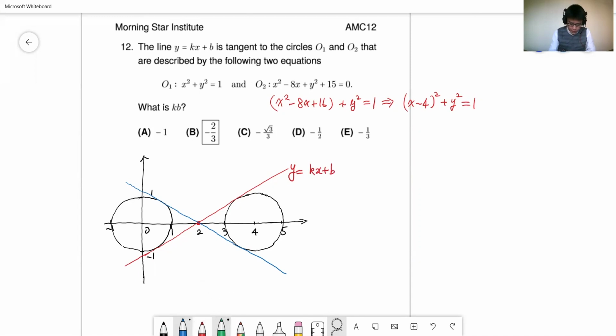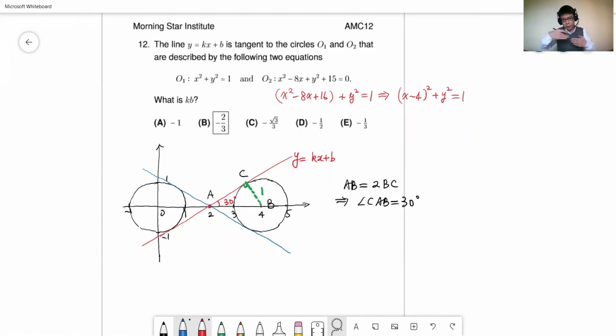And I will connect the center and the tangent point here. This radius equals 1. And let me mark this point. Let me call this A, the center B. This is C. Triangle ABC is a right triangle. And we see that AB equals 2 times BC. That means we have angle CAB equals 30 degrees. Okay. This angle equals 30 degrees. All right. Now we know the degree. We know this slope.